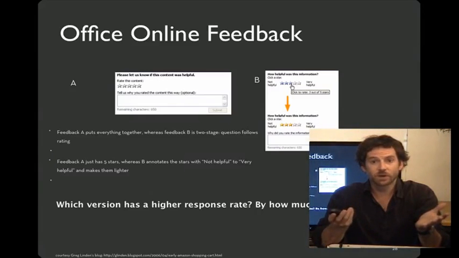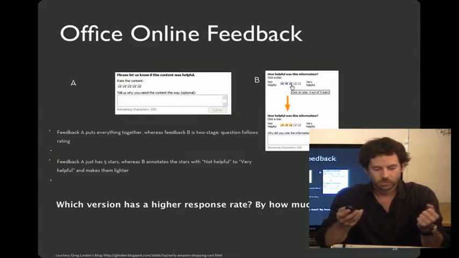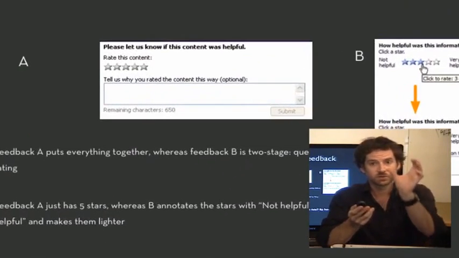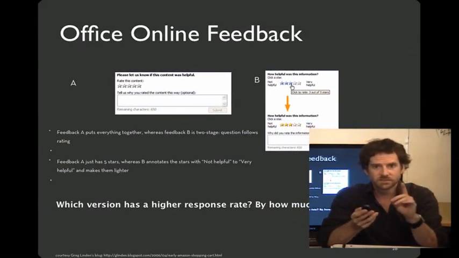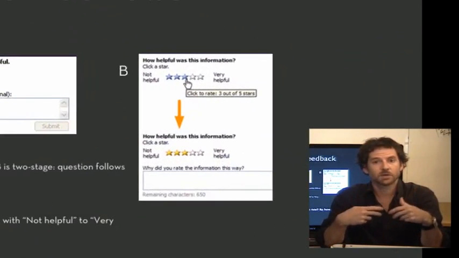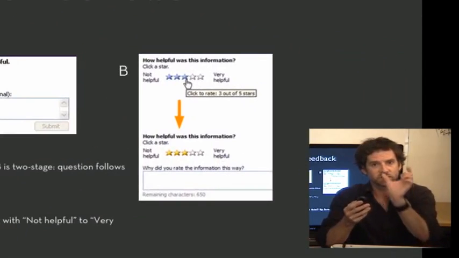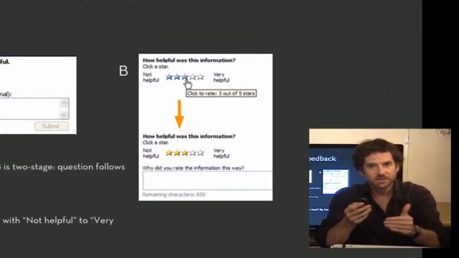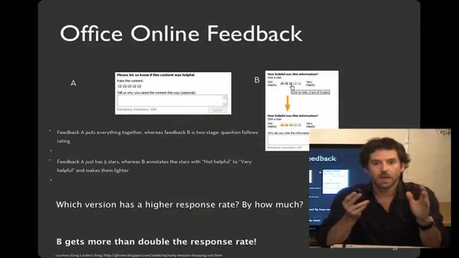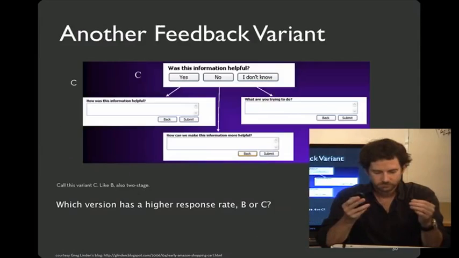Here's a nice example from Ron Kohavi again. These are 2 versions of feedback from Microsoft Office. The difference between the two is that the first one shows both the qualitative and quantitative feedback on the same screen, stars and reason. The second one, subtly but importantly, separates them in time, so that what you first see is just a number of stars, and what you next see is the qualitative feedback. And shifting to this 2-stage feedback doubles the response rate.